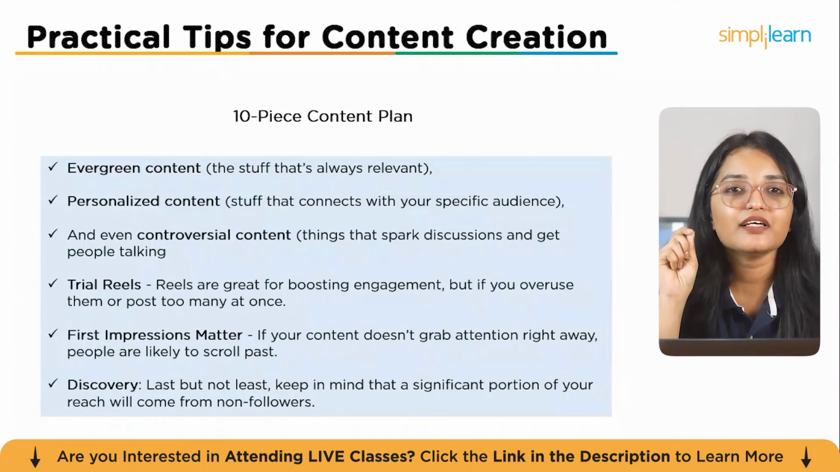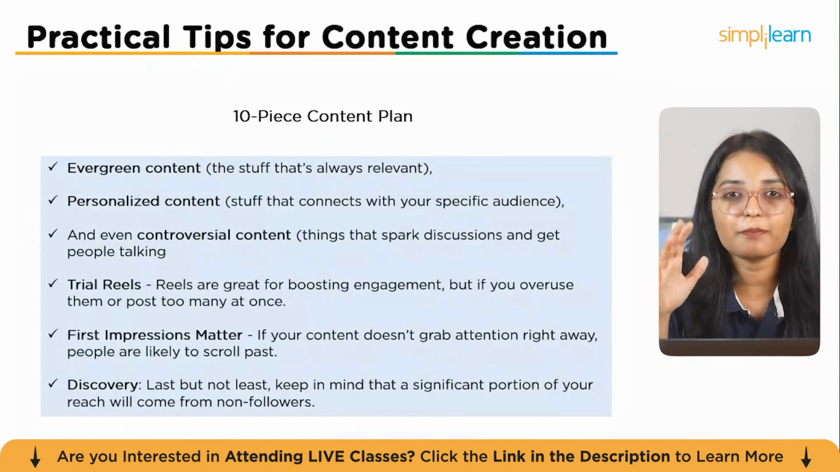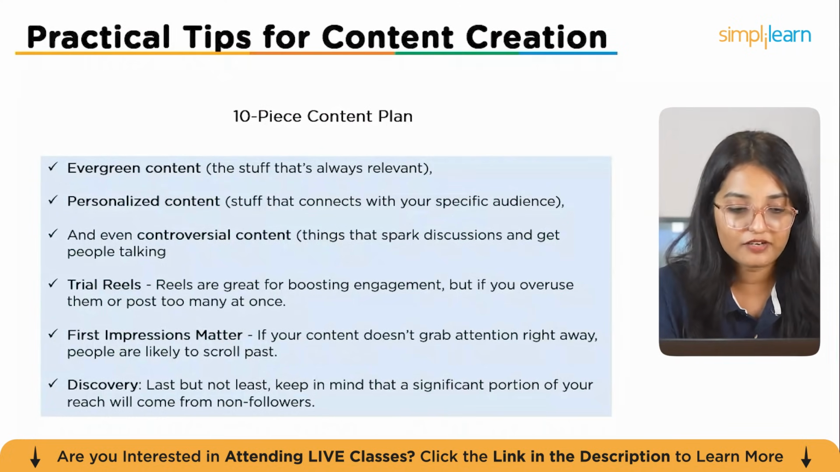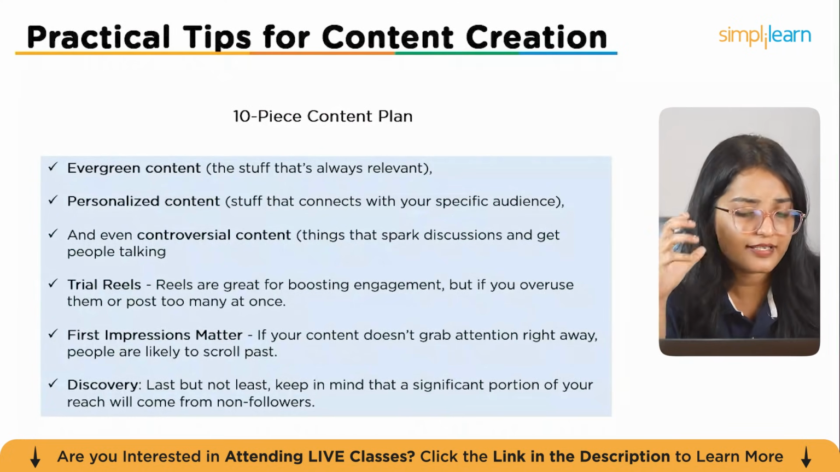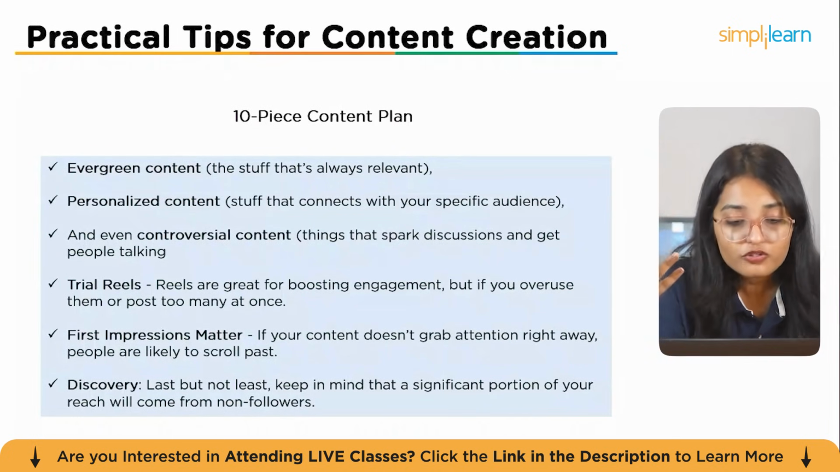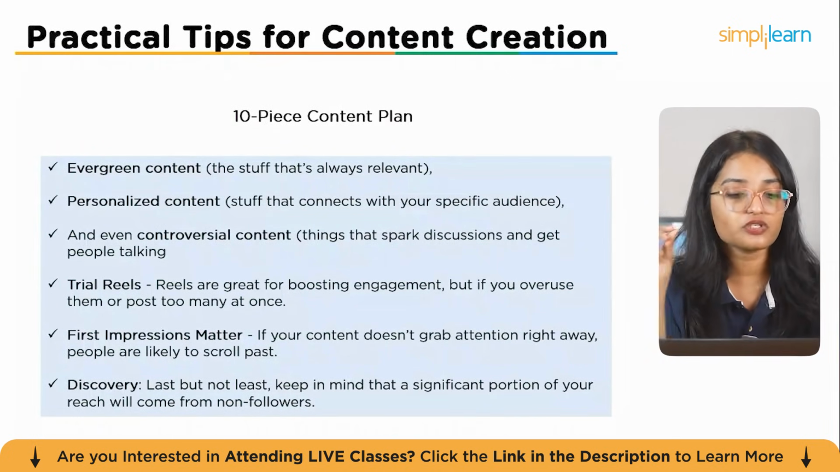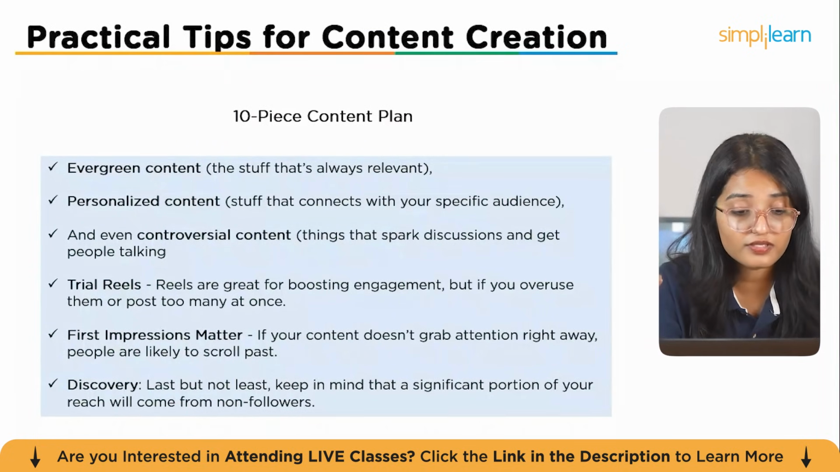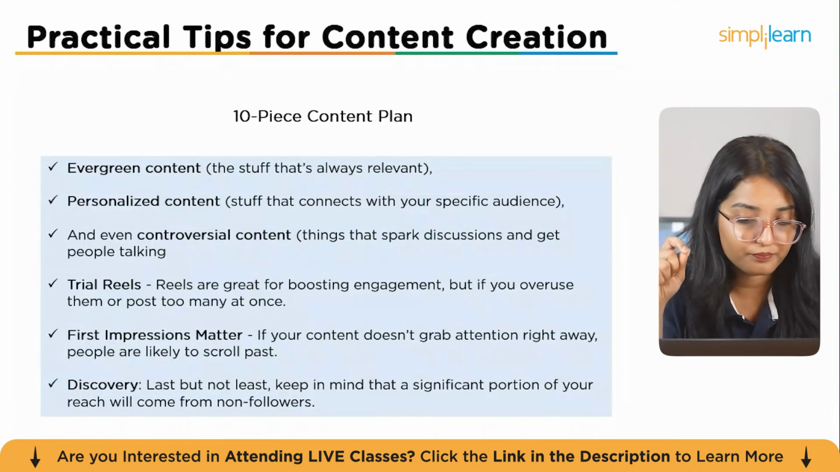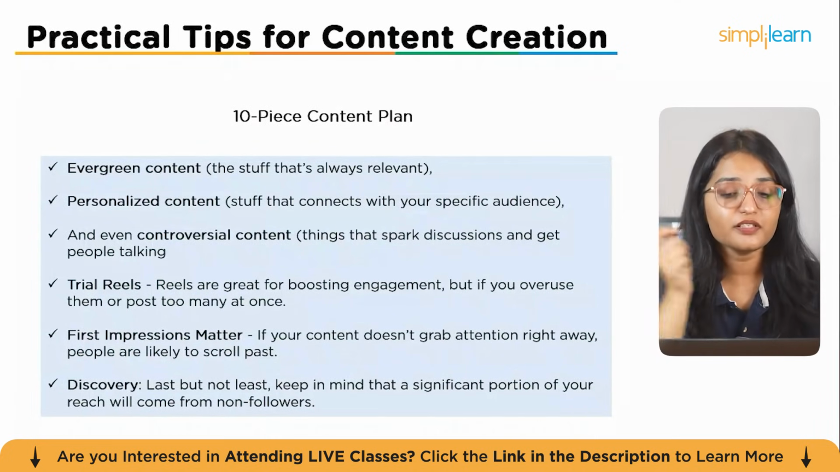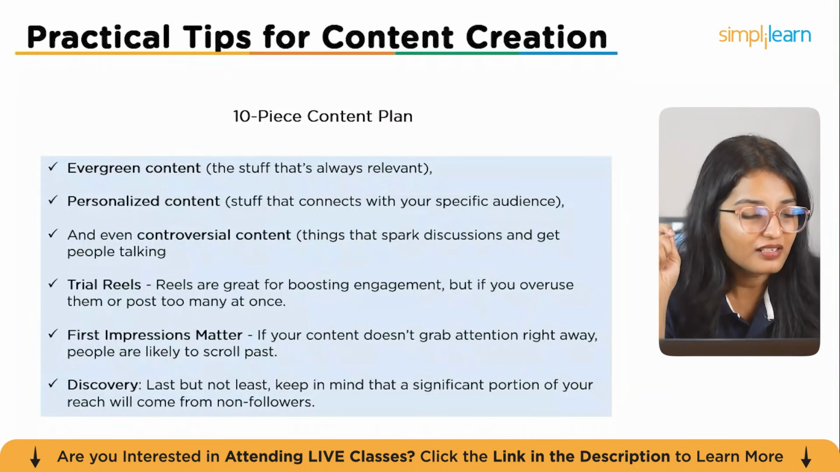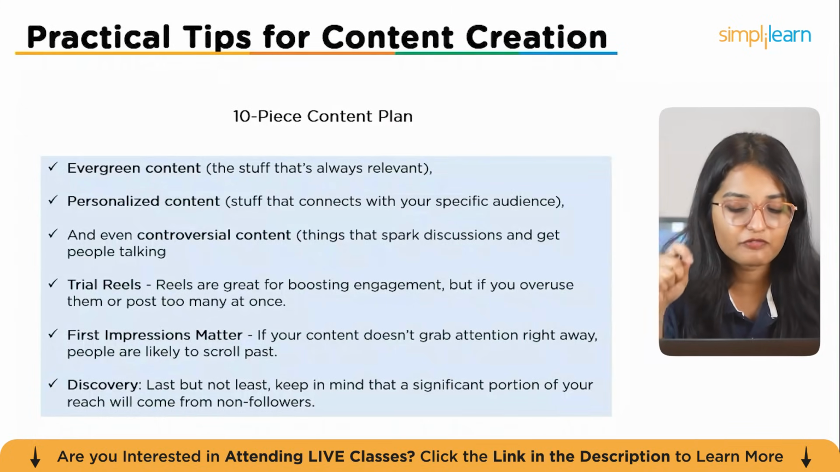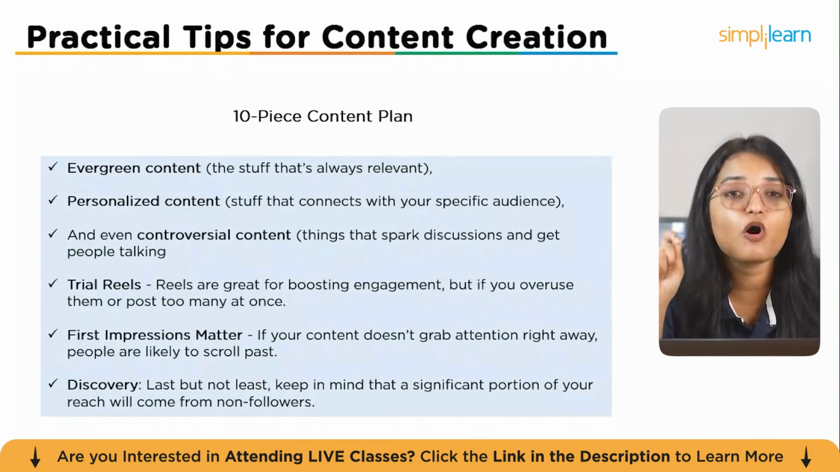Now, let's talk about having a 10-piece content plan. This means developing a mix of content types that includes evergreen content, the stuff that's always relevant, personalized content, stuff that connects with your specific audience, and even controversial content, things that spark discussions and get people talking. Reels are great for boosting engagement, but if you overuse them or post too many at once. First, impressions matter. Now, if your content doesn't grab attention right away, people are likely to scroll past. Discovery. Last but not the least, keep in mind that a significant portion of your reach will come from non-followers.